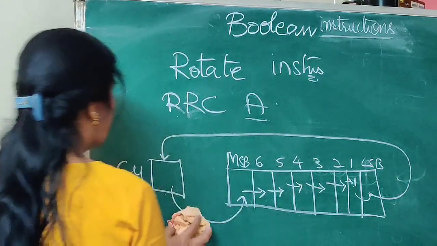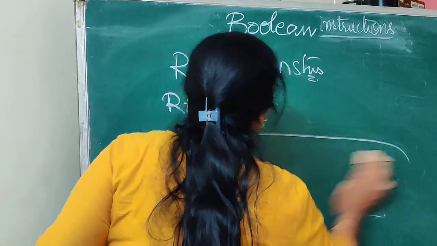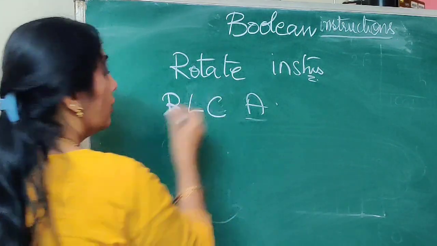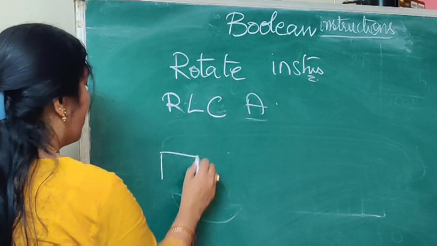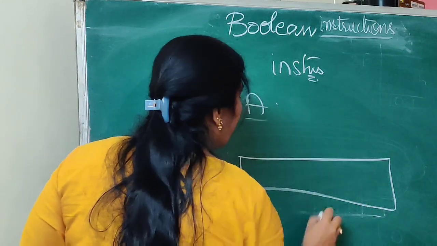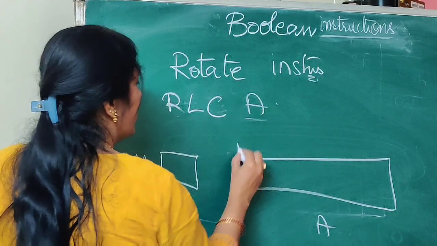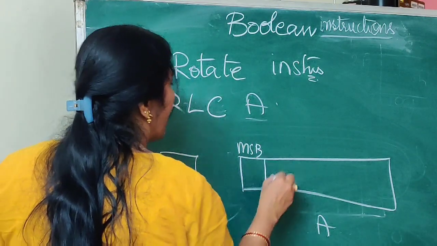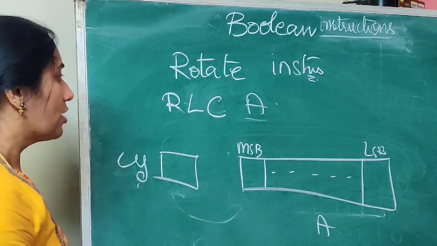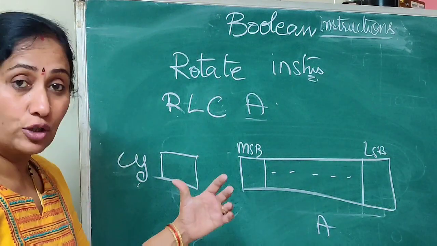On the same lines, I am going to have the rotate left accumulator through carry. Say again, I am going to show over here, this is the carry flag. And I am going to have the accumulator content wherein this is going to be the MSB bit and all the 8 bits, and this is the LSB bit. So what's going to happen over here? Rotate the left through carry.